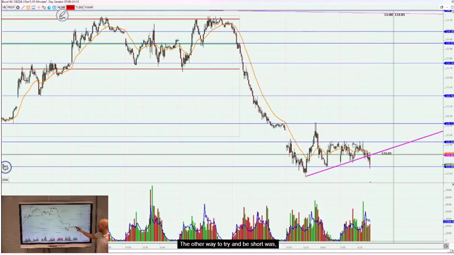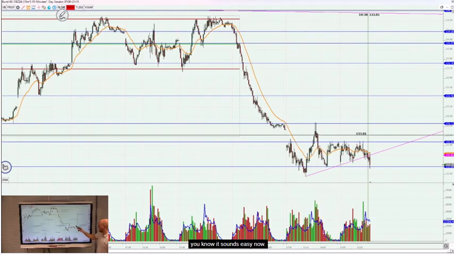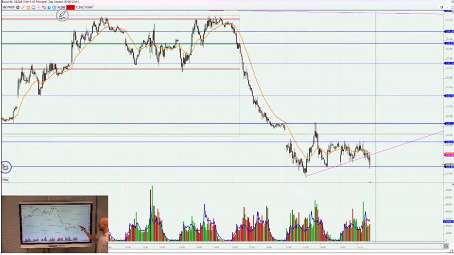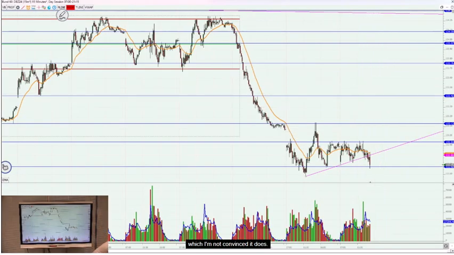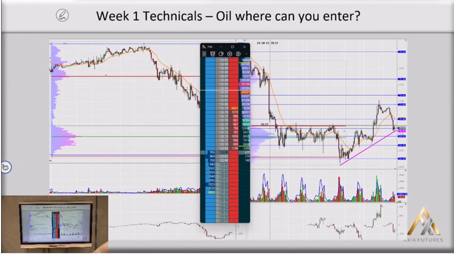The other way to try and be short, it sounds easy now, was to try and sell the highs. I'd probably still be looking for 06s this morning. So there's no way I'd be selling here. I'd be looking for the 06s, it never quite gets there, in which case if you really want to sell it, you sell it through the low. It's just whether it's got the legs for it, which I'm not convinced it does, just based on the way it's traded all day long. It's been really slow.